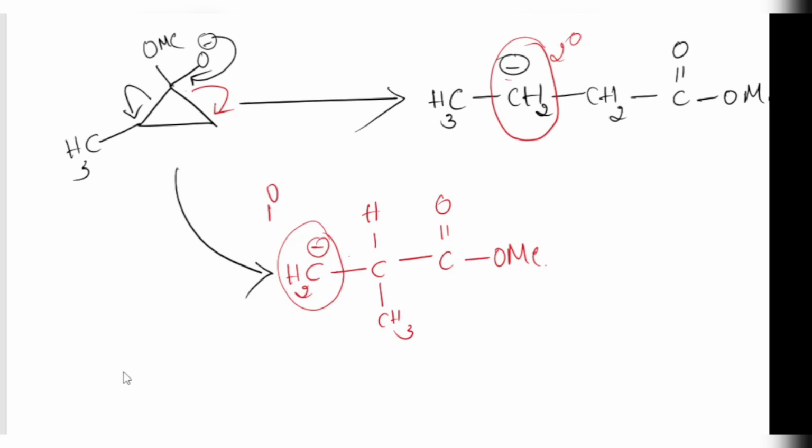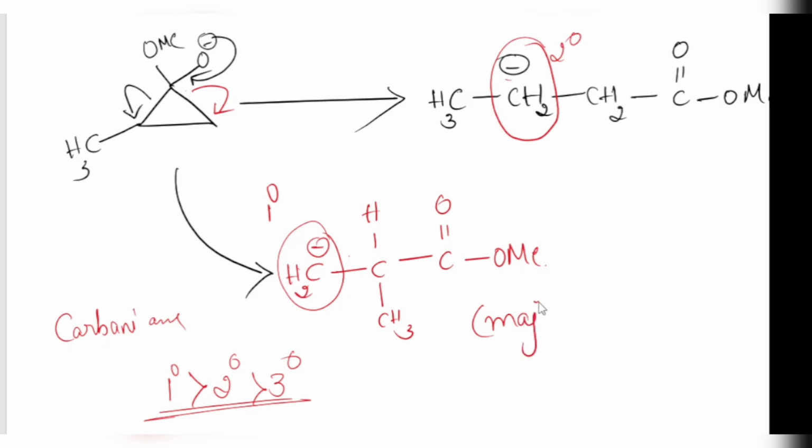because when we consider the stability of carbanion, we will write that primary is more stable compared to secondary, and tertiary is the least stable. This order we have to remember. That's why we will get this product as the major product. This one also we will get, but it is a minor product.